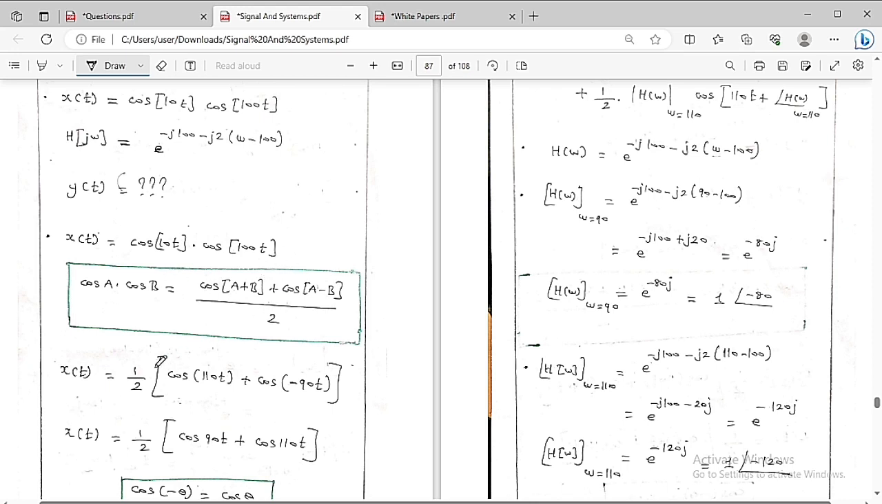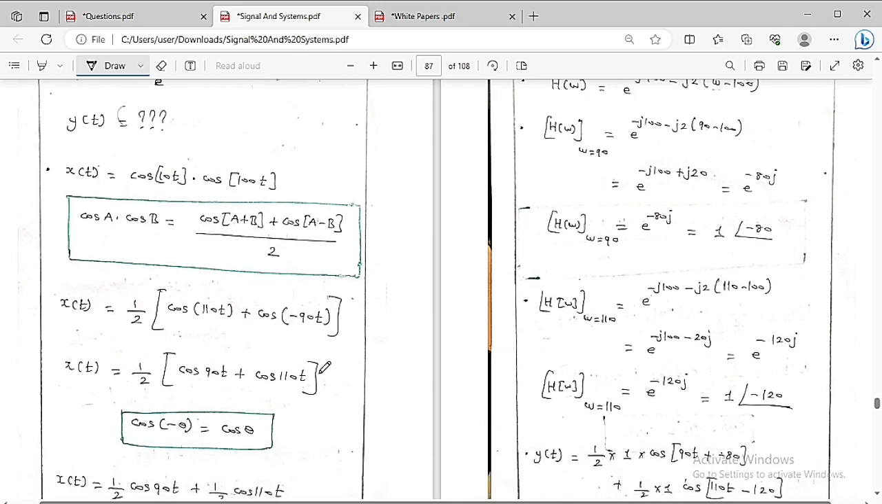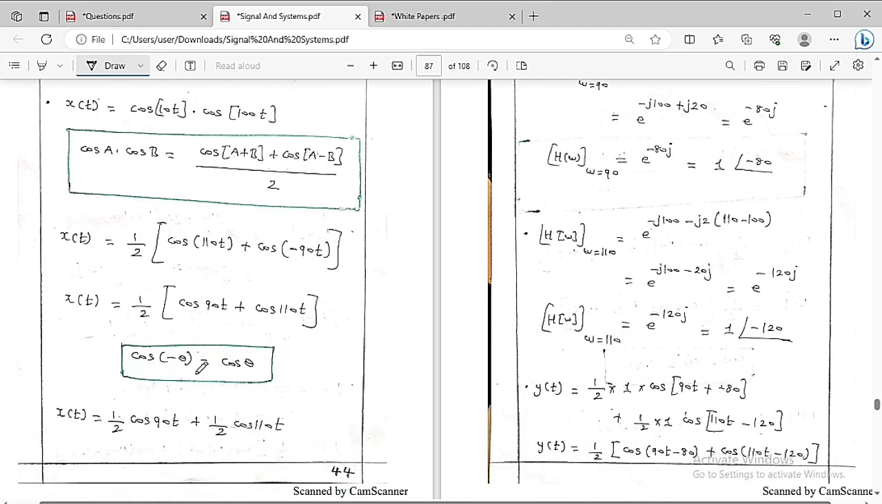We substitute here. X of t is nothing but half of cos of addition of these two things: 10t plus 100t is equal to 110t, plus cos of 10t minus 100t, which is minus 90t. And you know cos of minus theta is equal to cos theta, so it will remain as it is. So cos 90t plus cos 110t by 2. As I already told you, cos of minus theta is equal to cos theta. And taking half inside, what you are going to get is x of t is half into cos 90t plus half into cos 110t. So this is the expression of the input.